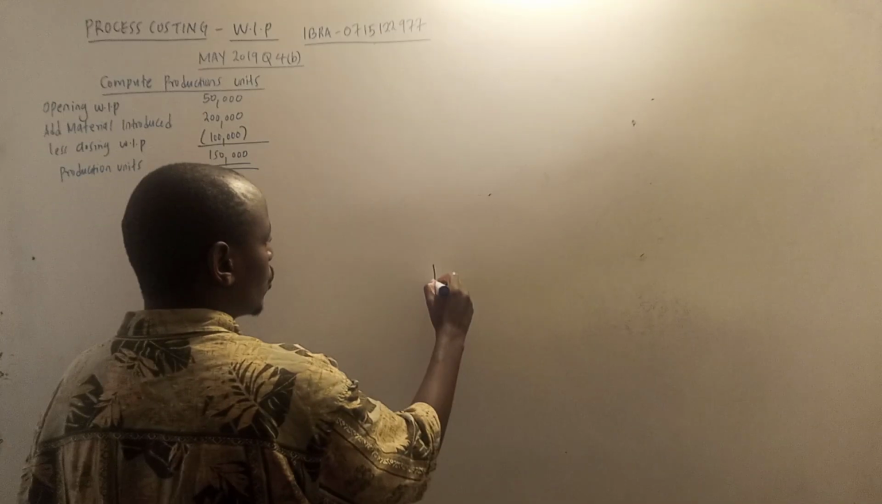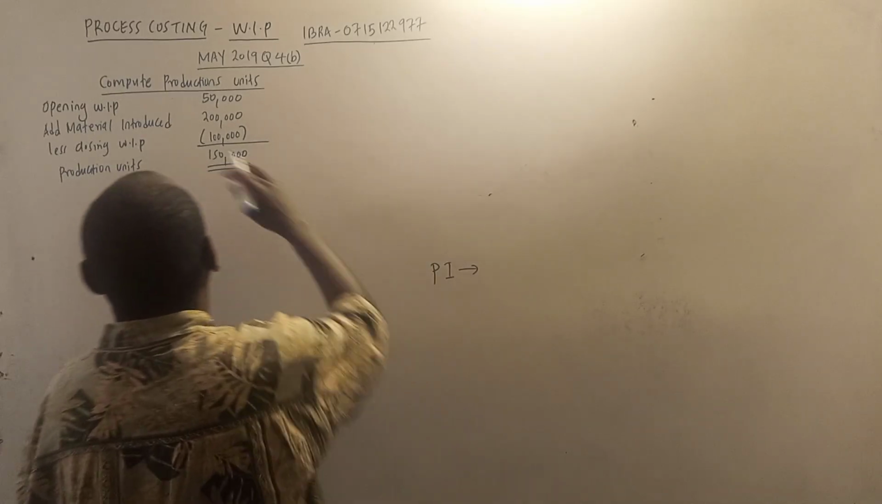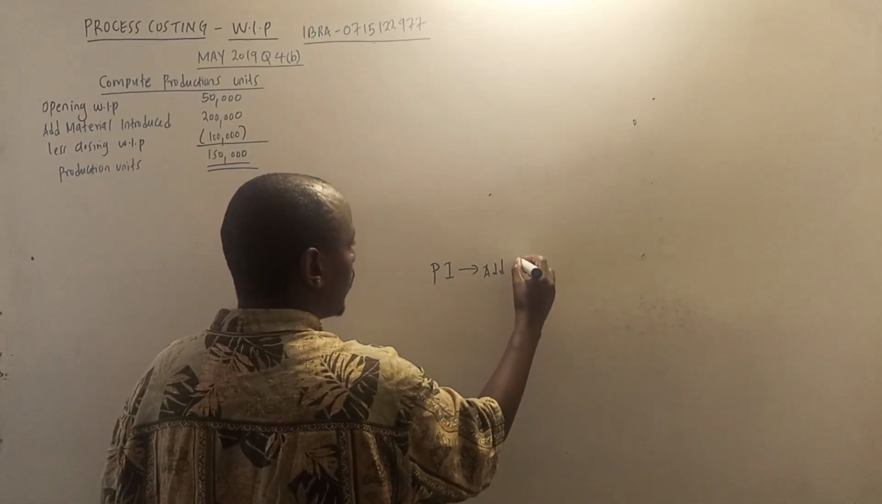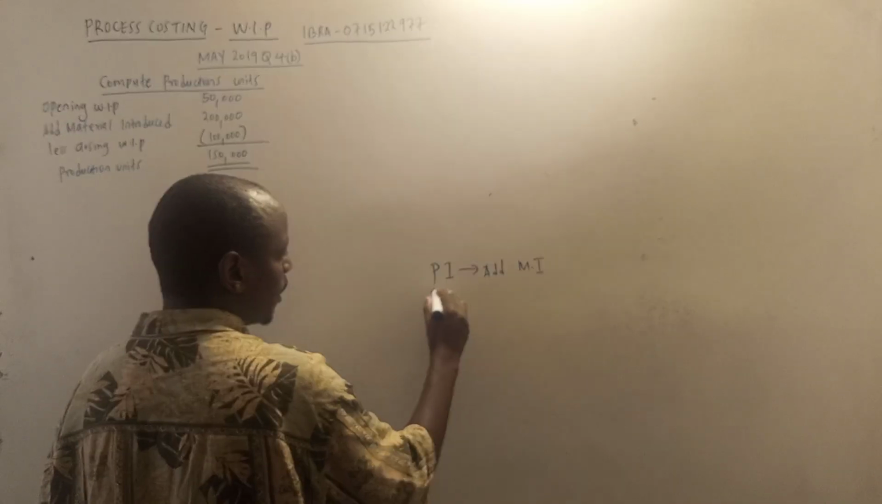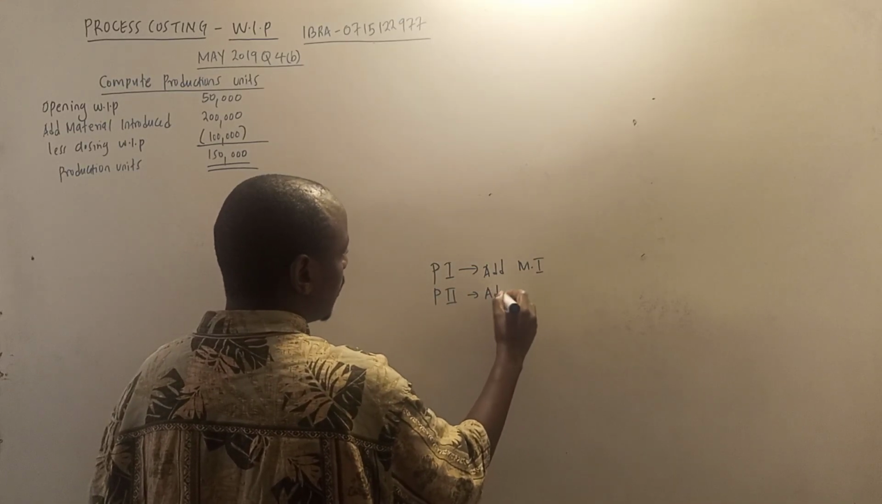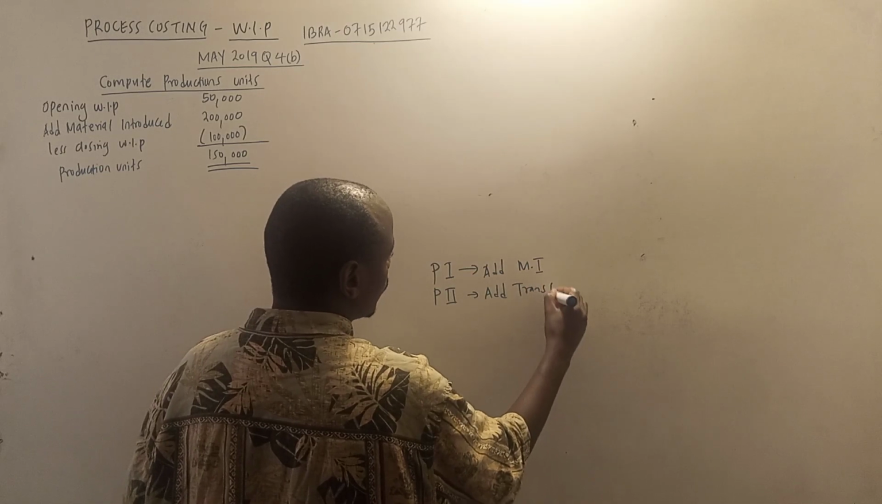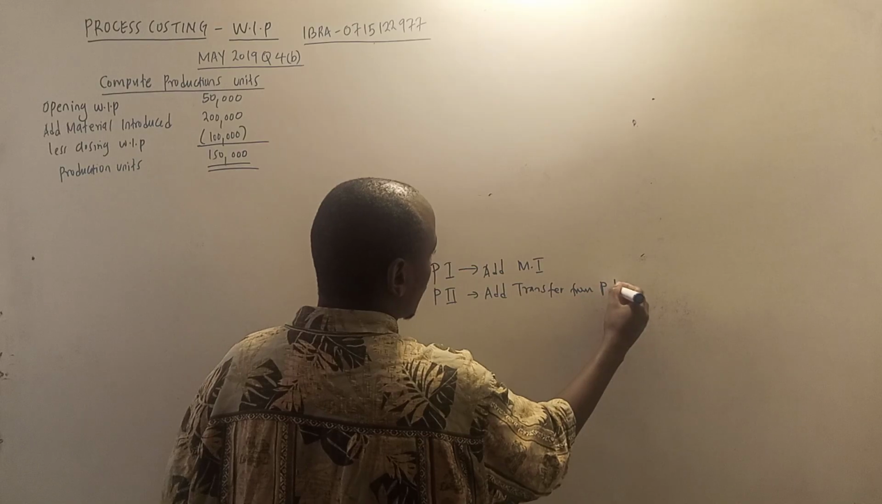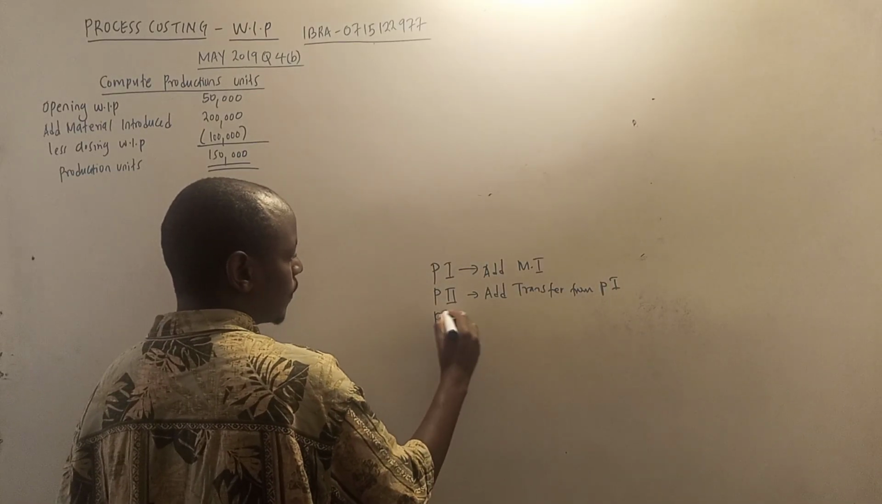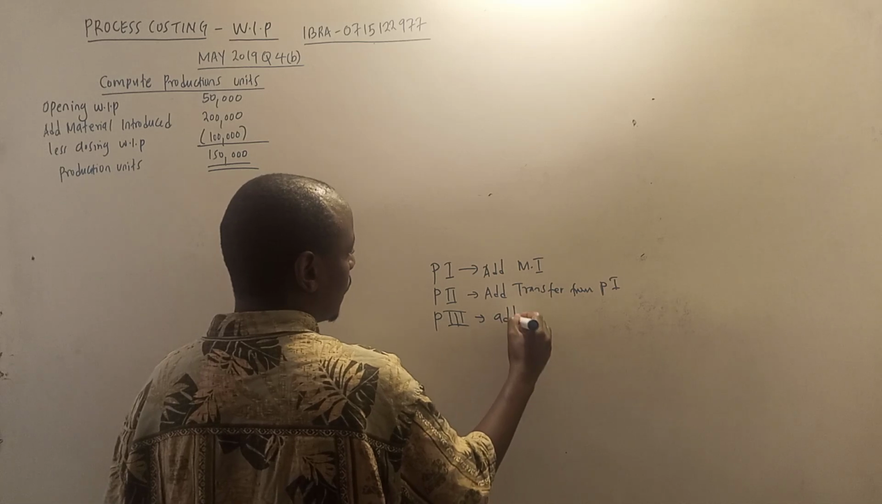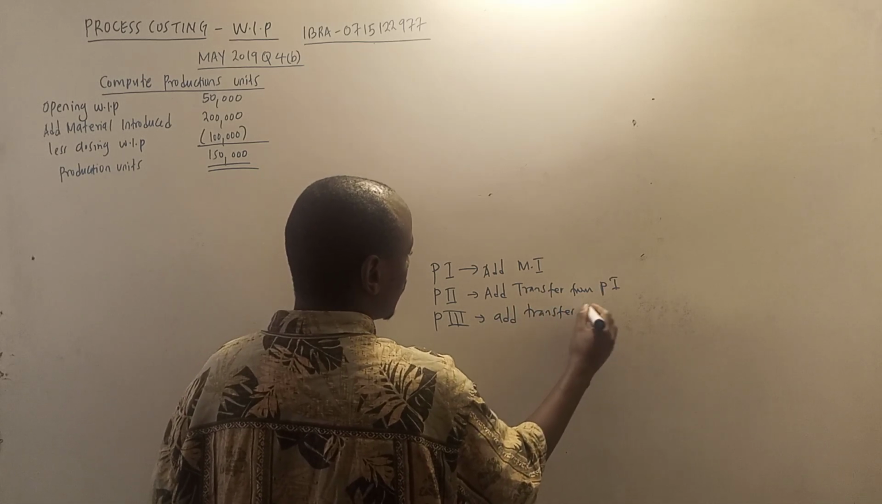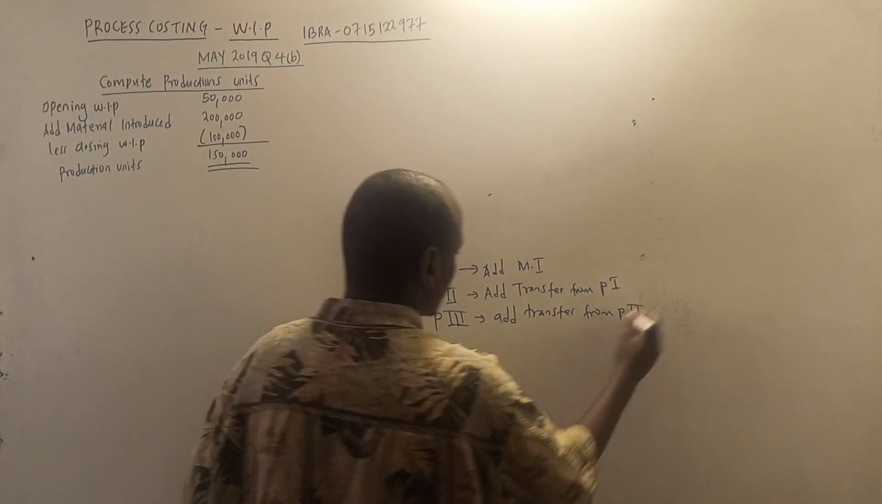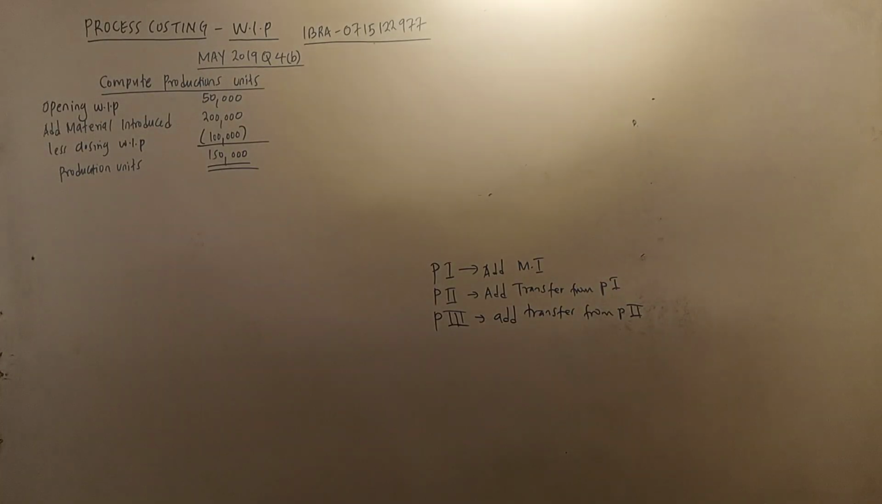If we are preparing process 1, for adding, you add material introduced. If you are preparing process 2, we add transfers from process 1. If you are preparing process 3, we add transfers from process 2. And the process is repetitive. Now in this case, because we are preparing process 1, we add what was introduced.